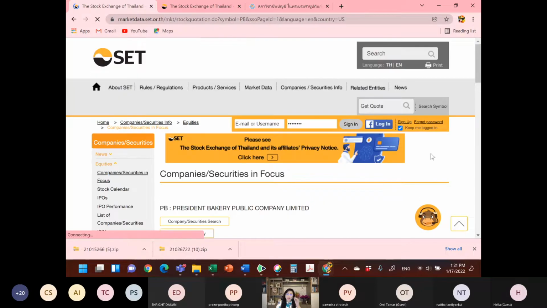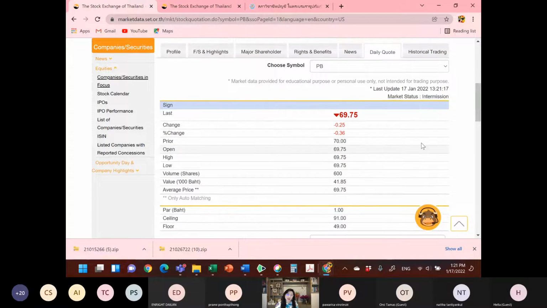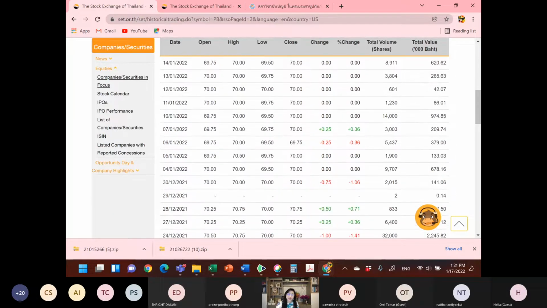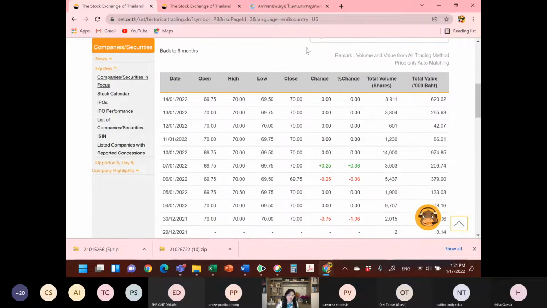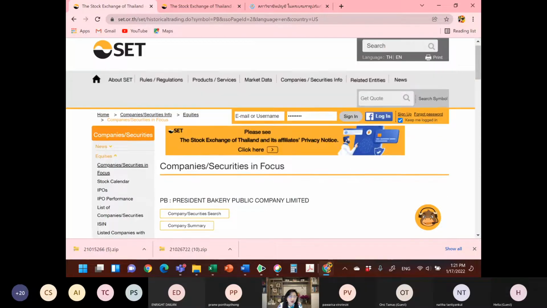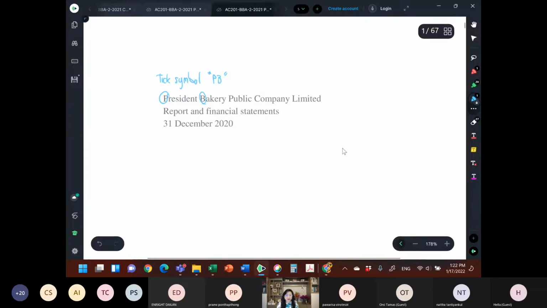And if you want to see the daily quote, meaning the current price, you click here, and you get to see the price at the current time. But if you want to know the historical price, 6 months back, you can click on this, and you get to see 6 months of prices. So you can see the movement of the stock price of this company. This is the information that you can gain from the Stock Exchange of Thailand website related to this particular company. Any questions there? You just type in the ticker symbol PB, and then you can search for the information.